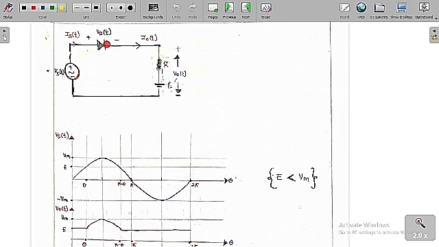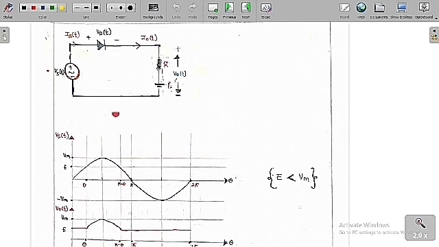You can see clearly the diode is on only when Vs is greater than E; then only the current is going to get passed. So we can say that the current is positive only when Vs is greater than E. When the current is positive, the diode is on. Therefore, when Vs is greater than E, the diode is on. Otherwise the diode is off.